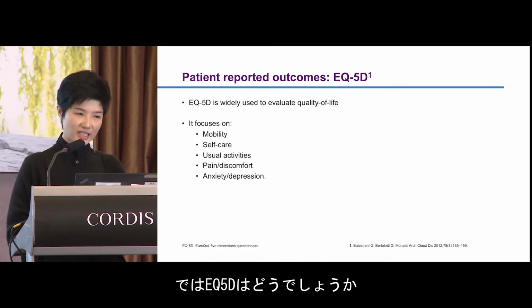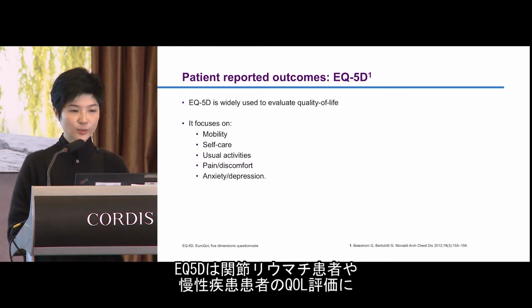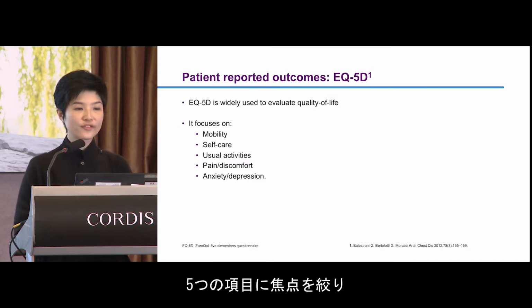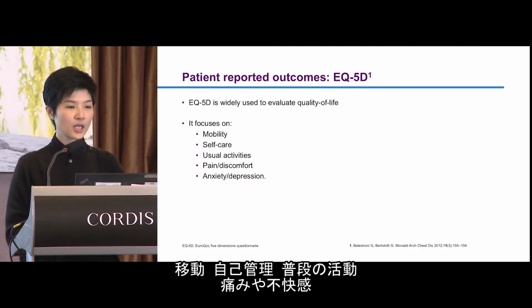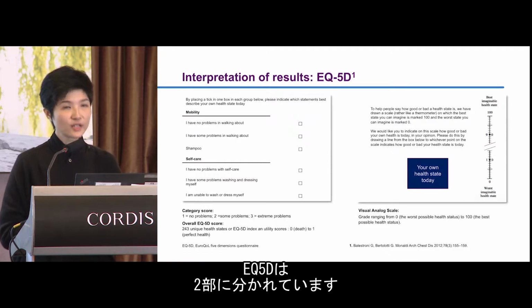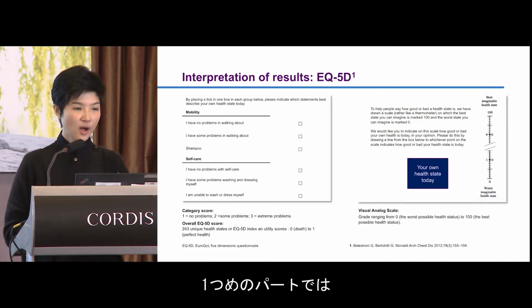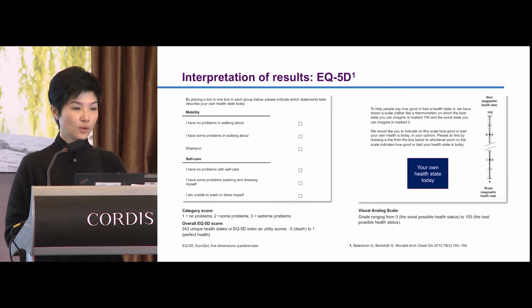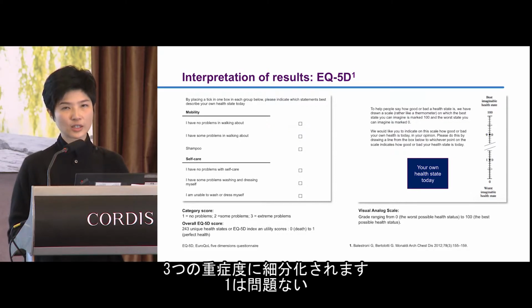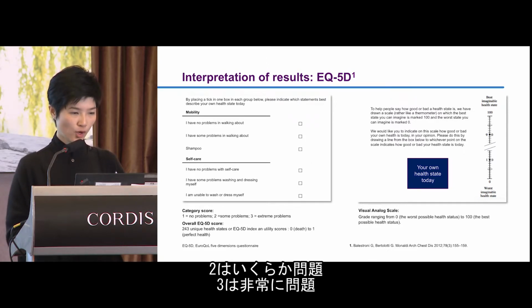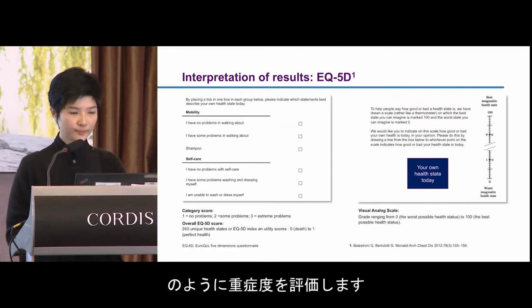So how about the EQ-5D? The EQ-5D is widely used to evaluate quality of life for RA and other chronic diseases as well. It focuses on 5 domains: mobility, self-care, usual activities, pain and discomfort, and anxiety and depression. The EQ-5D is a 2-part instrument. In the first part, the patient has to report their problems in performing activities in these 5 dimensions. Each dimension is further divided into 3 levels of severity, corresponding to 1, no problem, 2, some problem, and 3, extreme problem.